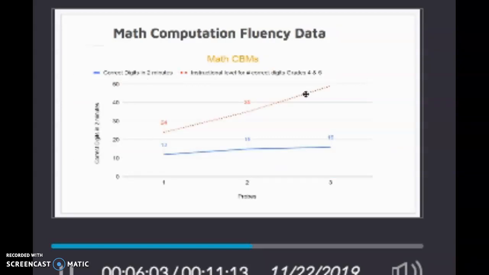The graph for this: the grade 4 and 5 instructional level of correct digits is between 24 and 49. The student was well below the grade 4 and 5 benchmark. They have the same benchmark for both grades. The end of the year benchmark for grade 1 is 20 correct digits, and the student did not meet even the first grade benchmark for that computation.